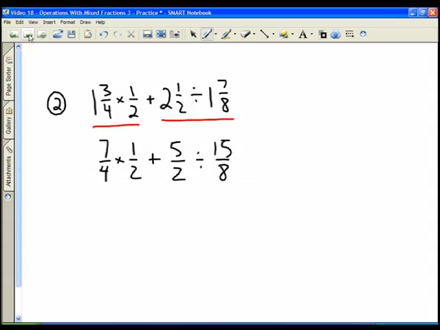As long as we do our order of operations first, we can now go ahead and do the multiplication and the division. So 7/4 times 1/2, multiplying straight across the top and straight across the bottom. 7 times 1 is 7, and 4 times 2 is 8. Plus 5/2, and now times, we change the sign when we're dividing fractions, we change the sign to multiplication, and invert the fraction.